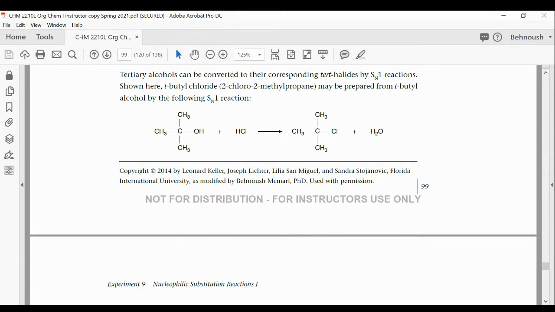Yes, methyl would be faster. Perfect, Sammy. A methyl halide is going to be faster for the SN2 reaction compared to even primary.